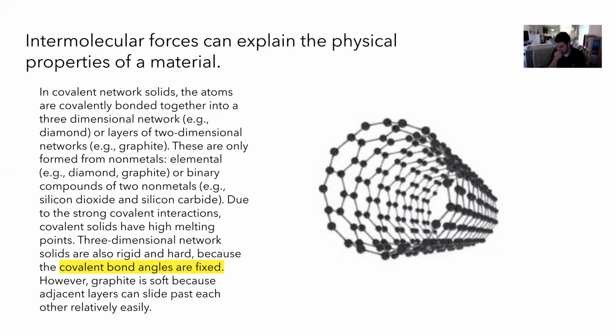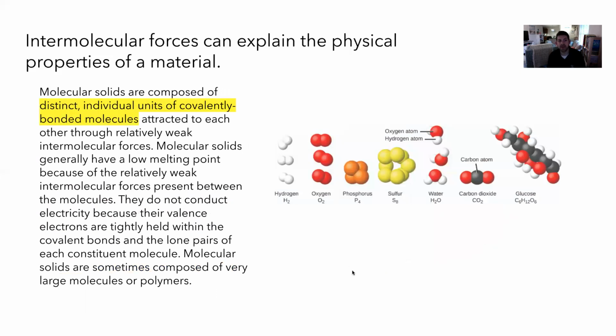And if they could make several thousands of these tubes again and again and again, weaving them, each tube is going to be really strong, all right, because it's all covalent bonds. And this is a carbon nanotubule. All right, now, after the covalent network, we're talking now about molecular solids.